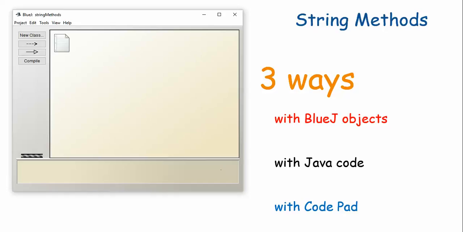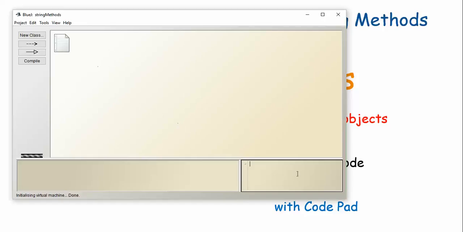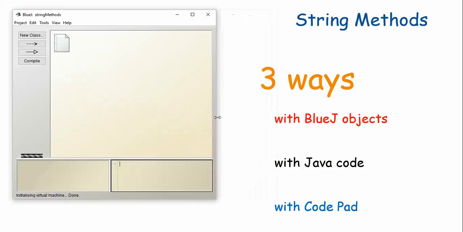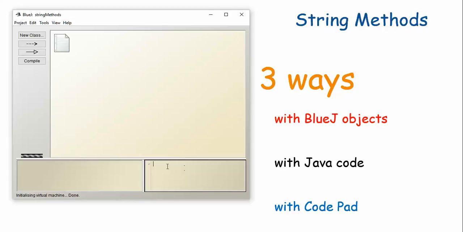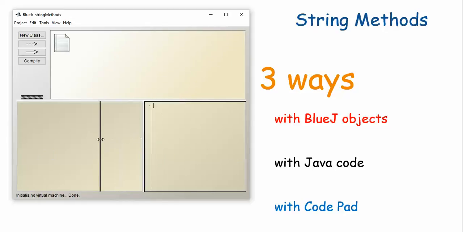CodePad is a tool that is provided by BlueJ, and for the first time it is by default hidden. We have to make it visible. So go to View menu, click Show CodePad. This is the CodePad. Let us minimize it a little bit. Okay, let us extend it so that we can type more in this CodePad.